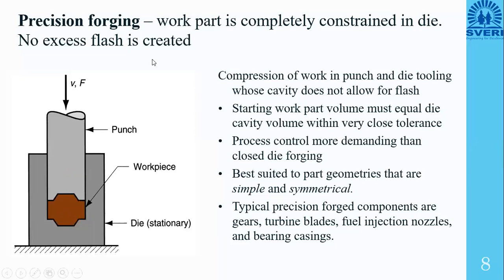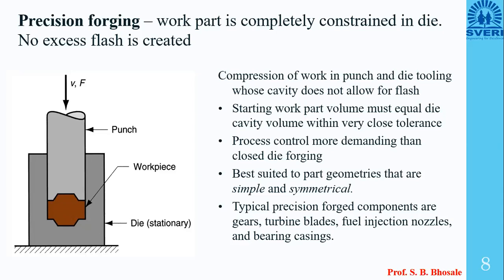That means here we have to concentrate on precision work. Compression of the work in punch and die tooling whose cavity does not allow for flash. So no flash is generated because there is no gap between die and punch. The starting work part volume must equal the die cavity volume within very close tolerance. So whatever the work material volume and die cavity volume, they must be close, they must be equal.